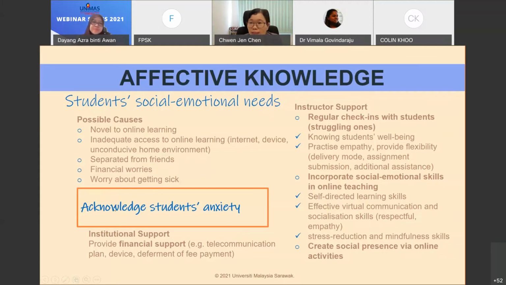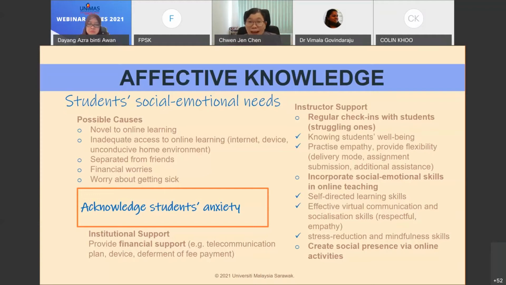I think it's important for us as instructors to acknowledge our students' anxiety. Don't ignore it, just acknowledge it. As an instructor, things that we can do in the online learning itself, I think it's part of the design, would be, for instance, to have regular check-ins with your students, especially the struggling ones, trying to know the students' well-being. An initial survey, like what I did in my class, allowed me to see who actually has problems in their online learning. Some of them told me they have problems with their home environment and things like that. So these are the students who are going to be my target later on.